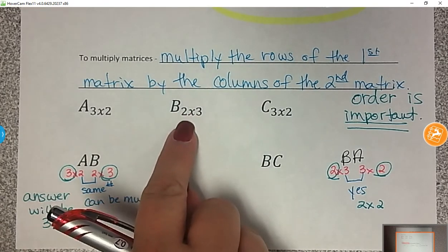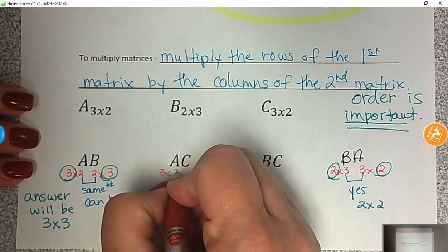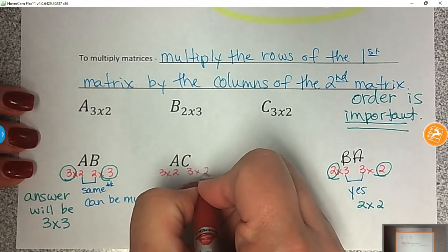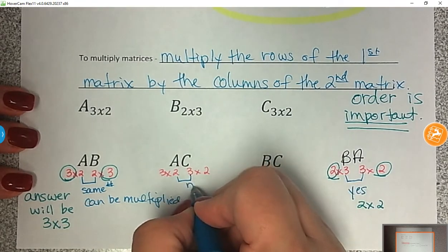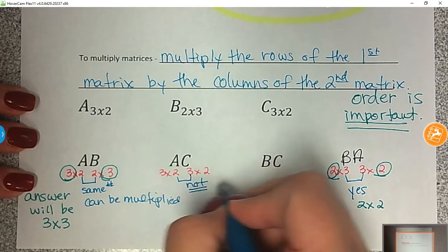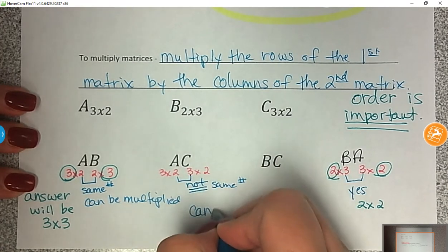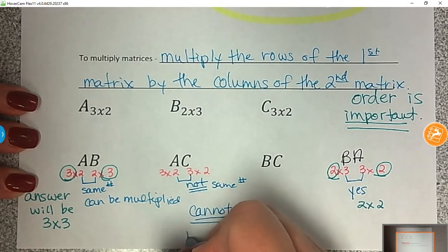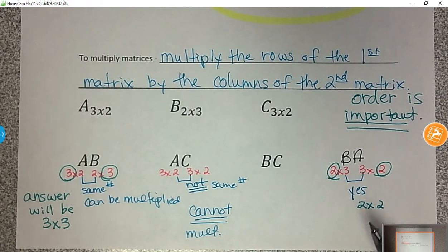Okay, so let's look at AC. A is a 3 by 2, C is a 3 by 2. So if you look right here, those are not the same. That means you cannot multiply them. Okay, so if you were asked to do this on your homework or on your quiz, you can just tell me you cannot multiply them, or you can say it's not possible. Either of those is fine.